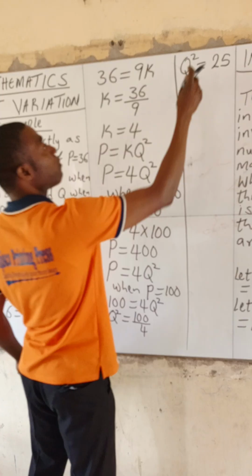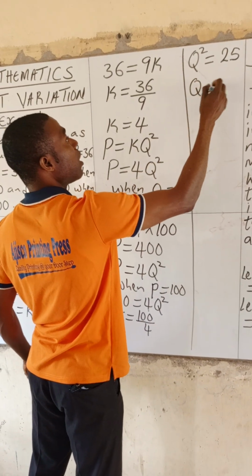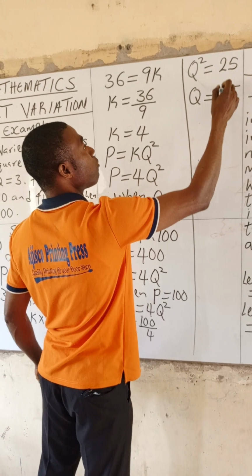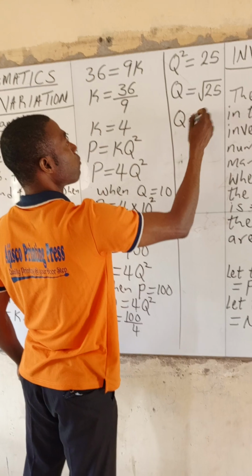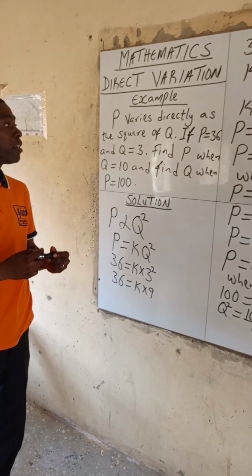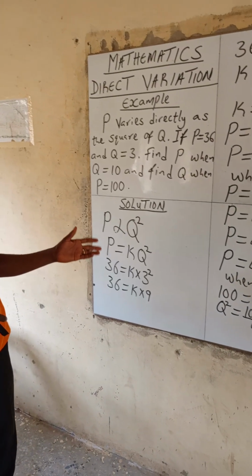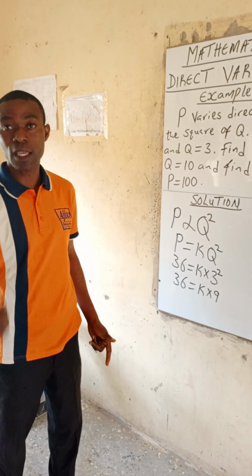Then here we now have the square, it becomes square root here. We now have Q equals to square root of 25. Then Q equals to 5. So what is our observation? From our observation, we discovered that when P is increasing, Q is increasing.